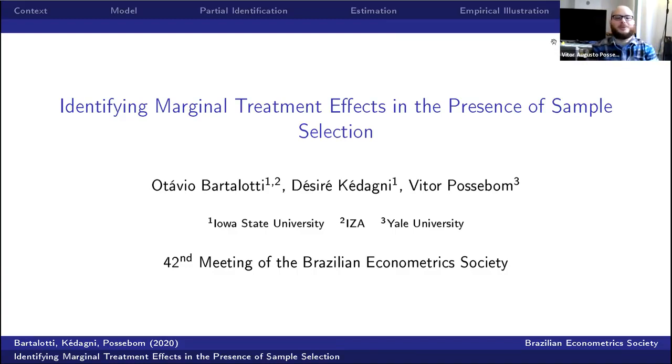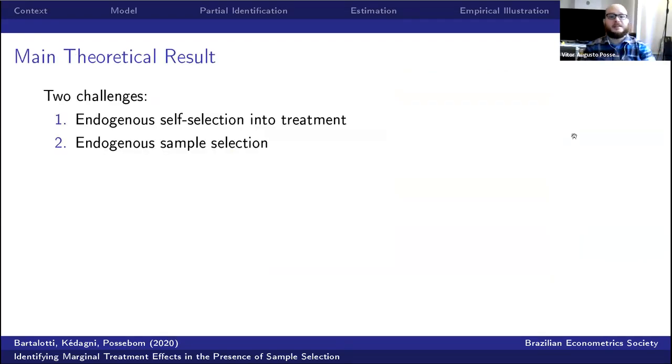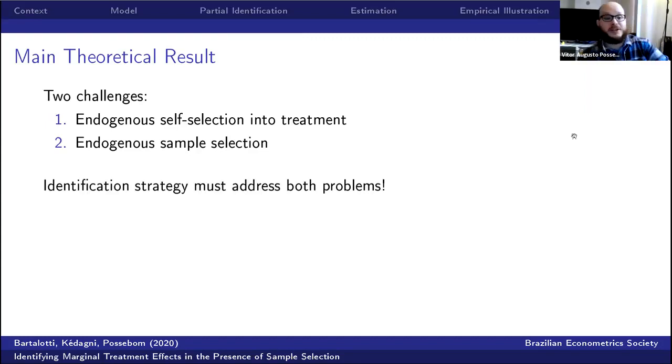And today I'll talk about my paper called Identifying Marginal Treatment Effects in the Presence of Sample Selection. The paper was co-authored with Ottavio Bartalotti and Desiree Kedani from Iowa State University. And in it, we are facing two challenges. Our problem has endogenous self-selection to treatment and endogenous sample selection. And our identification strategy addresses both problems at the same time.